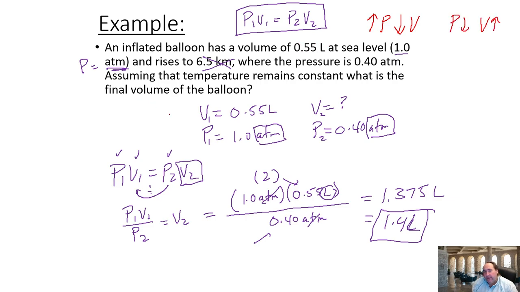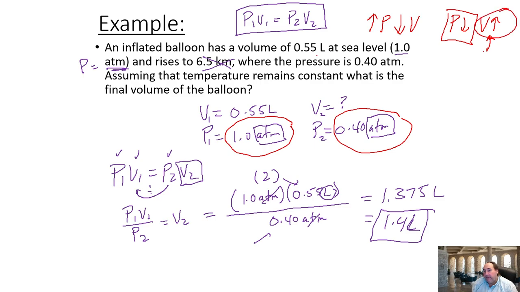So let's see what we got going on in this problem. We have the pressure starting at 1, ending at 0.4, which means my pressure is going down. That means that my volume, my answer that I just got, should be going up. So it started at 0.55 liters and ended at 1.4. So hopefully that's good. It did go up at least. So that's correct in terms of the relationship that we should expect to see.